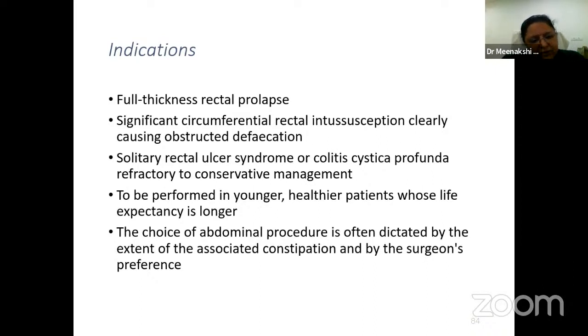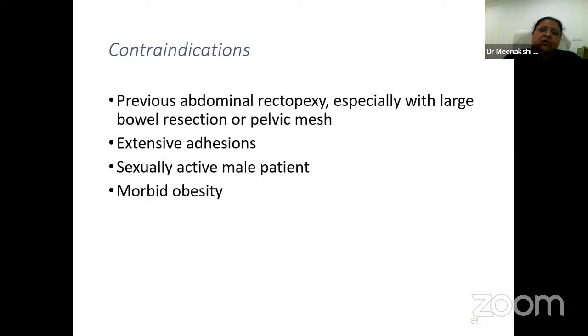In such cases, you should go ahead with the abdominal approach. It should be performed in younger, healthier patients whose life expectancy is longer. The choice of abdominal procedure is dictated by the extent of associated constipation and by the surgeon's preference and expertise available. That is also very, very important to understand. The contraindication is whenever there is a previous abdominal rectopexy, especially with large bowel resection or pelvic mesh, where extensive adhesions are expected. Then sexually active male patients and morbid obesity. In such cases, you should go ahead with the perineal procedures.